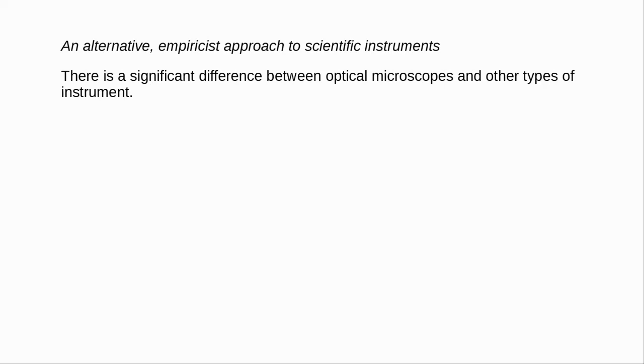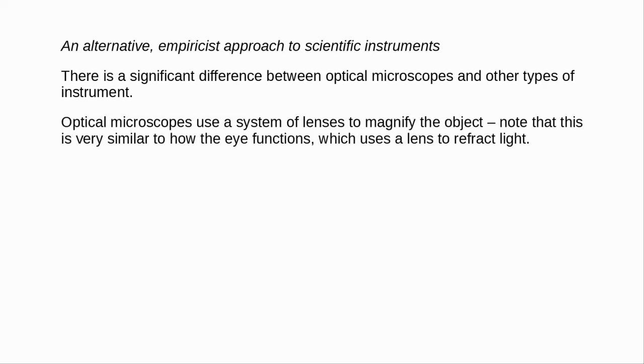I think there is a significant difference between optical microscopes and other instruments. But to see this, we need to consider how an optical microscope works. Well, an optical microscope shows us an object in visible light using a system of lenses to magnify the objects. This is very similar to the mechanism of the human eye, which uses a lens to refract visible light.